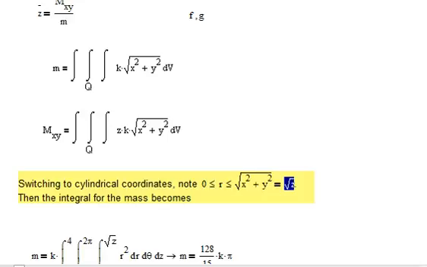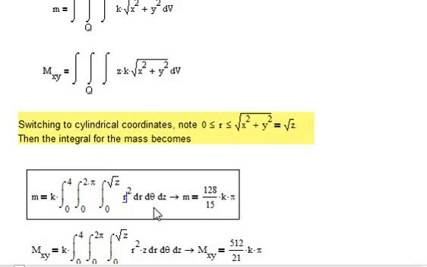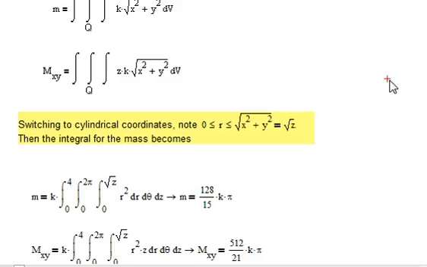And then the integral for the mass comes out kind of nice, because this replaces our z, and so we wind up with an r squared there, and r going from 0 to the square root of z, theta going from 0 to 2 pi, and z going from 0 to 4. So hopefully you can work that out without too much difficulty.